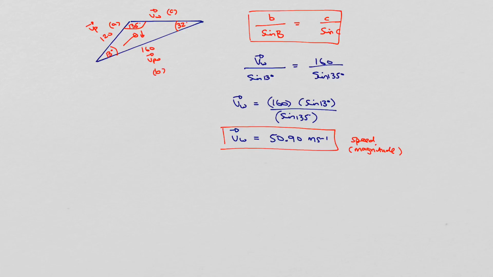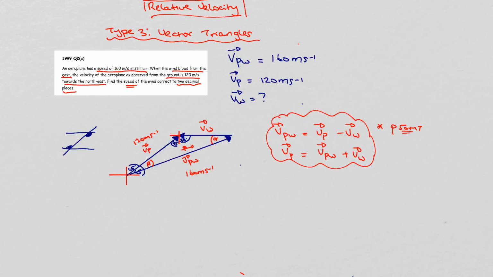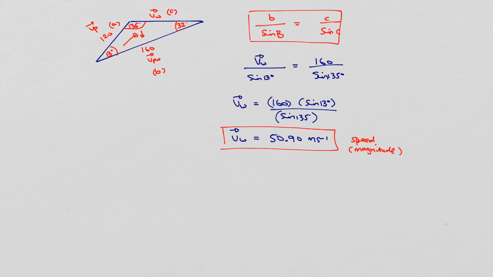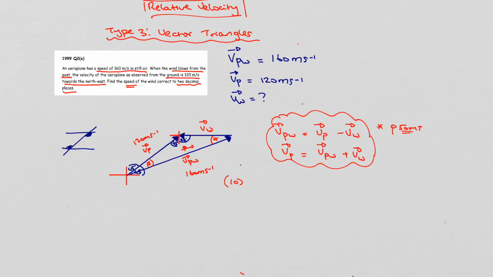Okay, so let's have a look at the breakdown of marks for that then. We had 10 for drawing a nice, clear, fully labelled diagram. We had 5 for setting up our sine rule, 5 for getting our first angle out, 5 for getting our second angle out, and 5 for getting our speed out. So we had 5, 10, 15, 20, 30 marks going for that question.